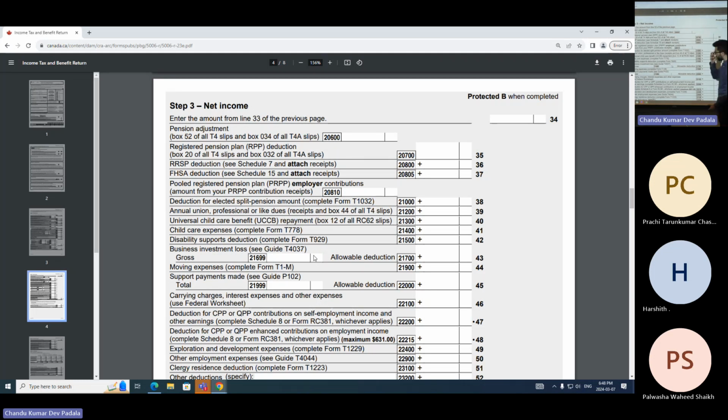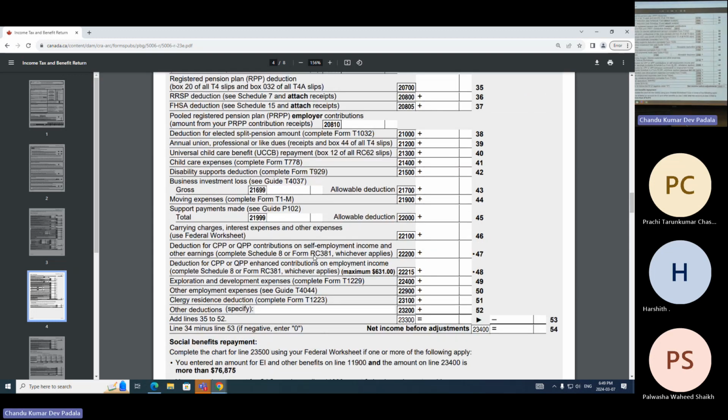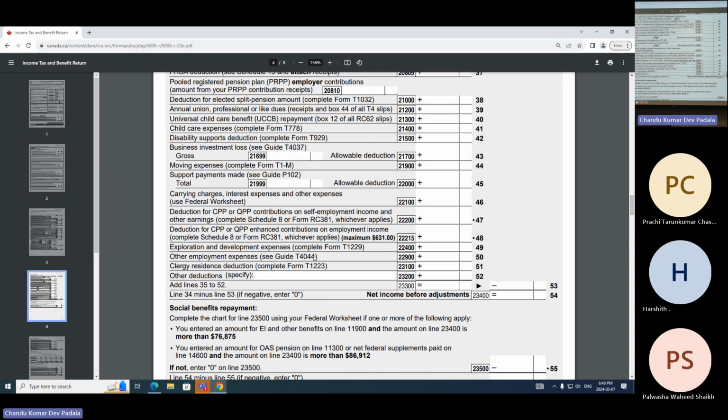We talked about RRSP, the Registered Retirement Savings Plan. If you contributed to that, you're going to put that amount here. FHSA is a new account for first-time home buyers. If you contributed to that account, you will get a deduction as well. Once again, there's a lot of different ones that won't apply to you, but this is just for your information.